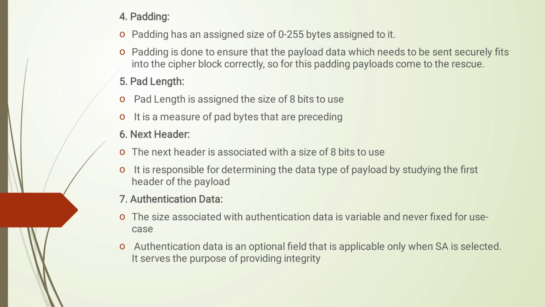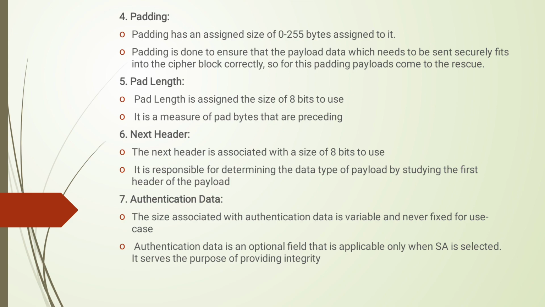Next component is next header. The next header is associated with a size of 8 bits. It is responsible for determining the data type of payload by studying the first header of the payload. This field indicates the nature of payload. The next header is an IP version 4 or IP version 6 protocol number describing the format of the payload data field.